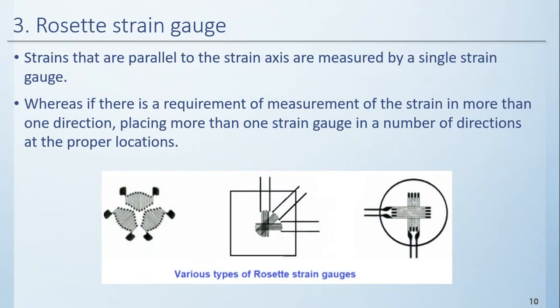So, the rosette strain gauge is completely different. This one is used to measure shear strain. The previous two strain gauges were used to measure normal strains. Here, the rosette strain gauge is used to measure shear strain. The property is that the shear strain will be acting parallel to the strain axis. So they are used to measure shear strain.